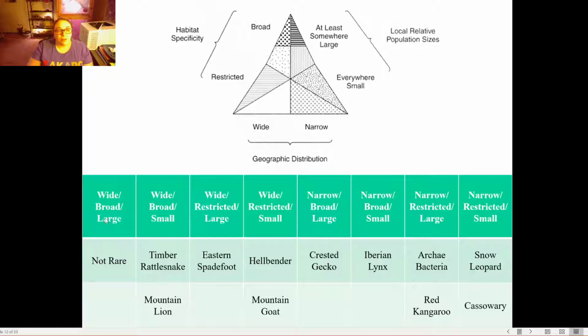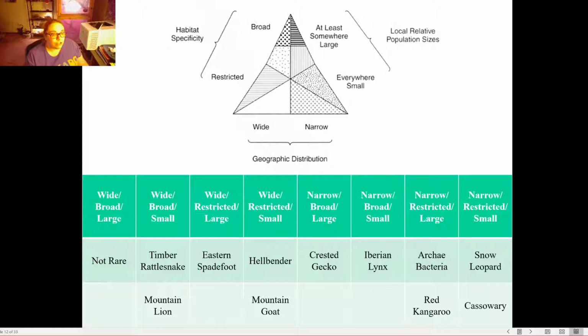The one that would not be rare would be if they have a wide geographic distribution, a broad habitat specificity, and a large population size. So that would not be a rare individual. However, you can have any combination of these categories. So there are 7 different rare categories.